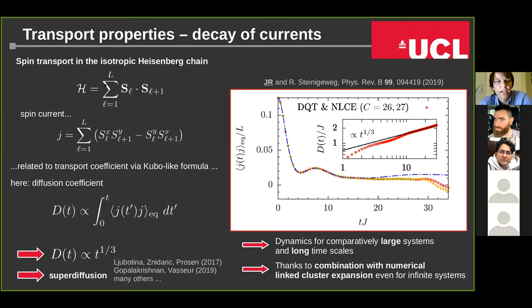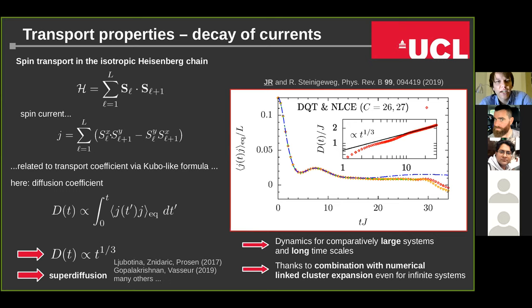So this is an integrable spin chain, but only because it's integrable doesn't mean that you can solve anything very easily. And especially spin transport in this model has been debated for a long time. You can study spin transport by introducing the spin current, which is given here. So you can think about this as just some movement or spin flips which travel through the system.